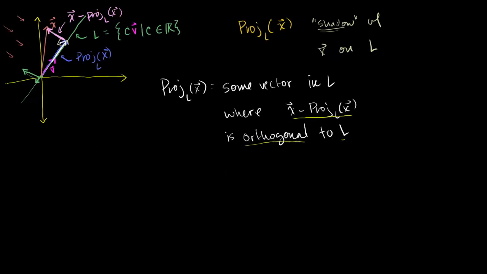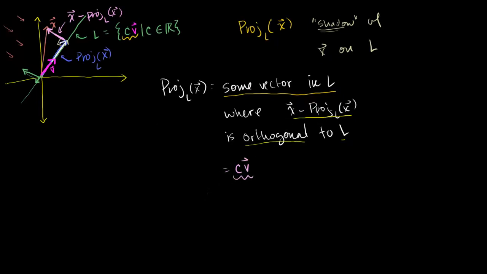So the first thing we need to realize is, by definition, because the projection of x onto L is some vector in L, that means it's some scalar multiple of v, some scalar multiple of our defining vector v right there. So we could rewrite our projection of x onto L as some scalar multiple c times our vector v. Right? We can say that. This is equivalent to our projection.